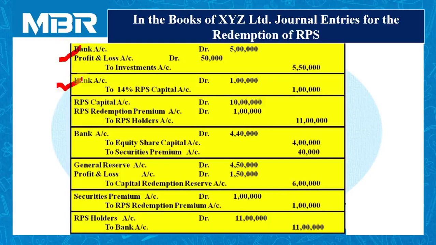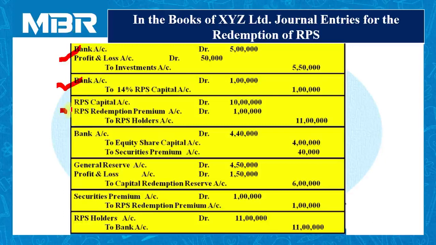Then we have received rupees 1 lakh on 14% RPS capital in order to convert partly paid shares into fully paid up. Bank account debited to 14% RPS capital account. As I discussed in the previous session, you can pass two different journal entries, that is one for making a call, second to receive the amount, or you can pass a direct journal entry like we have passed over here.